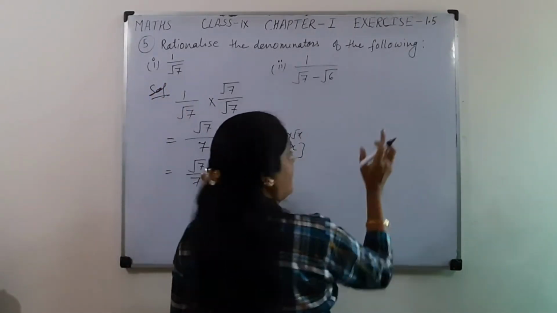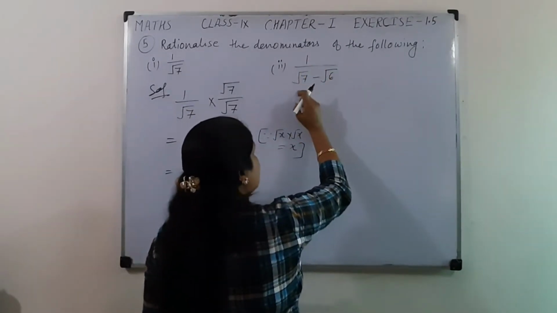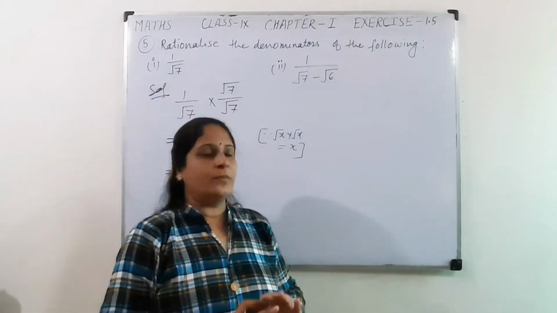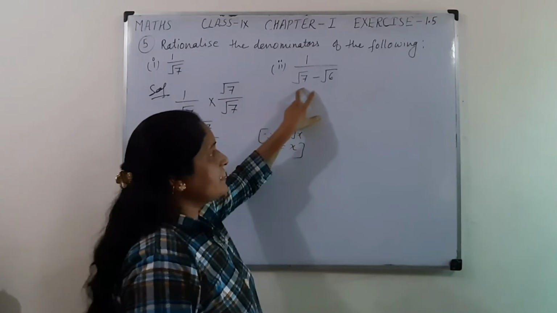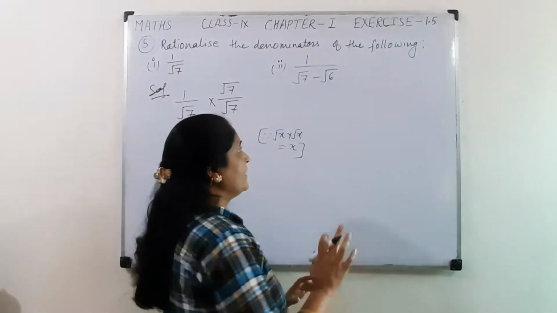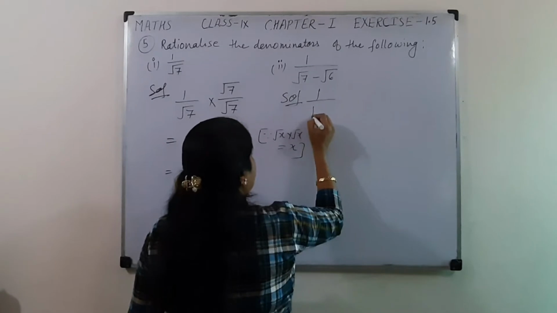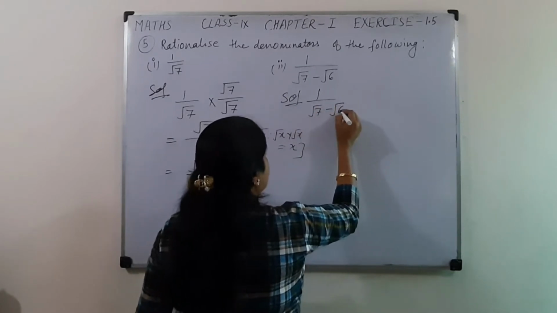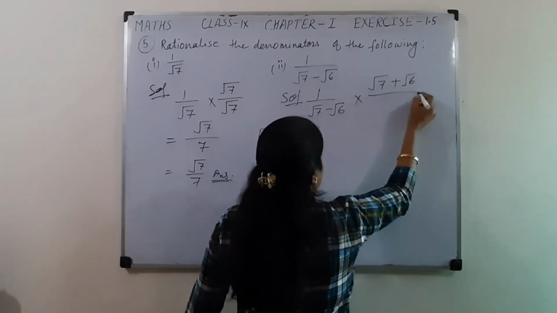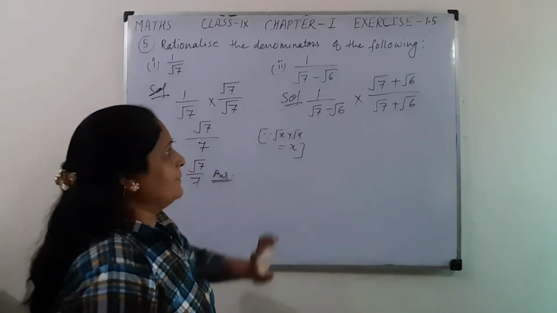Now let us start part 2. In this part 2 we are given 1 upon root 7 minus root 6. To solve this type of problem, we have to take the opposite sign of the denominator which is given to us. Its opposite sign we will take. So 1 by root 7 minus root 6 will be multiplied by root 7 plus root 6 upon root 7 plus root 6. Like this we will multiply.